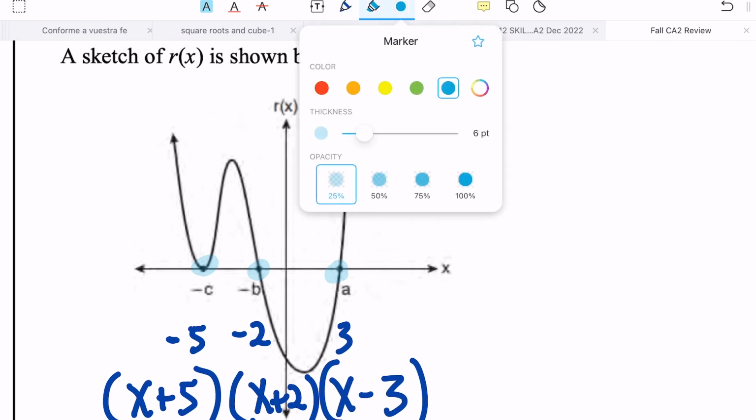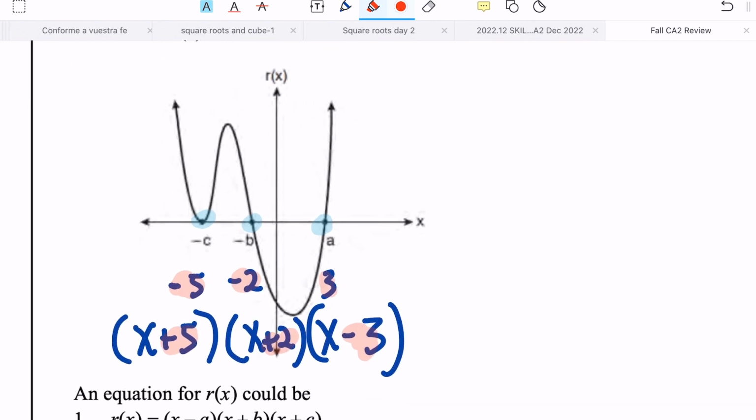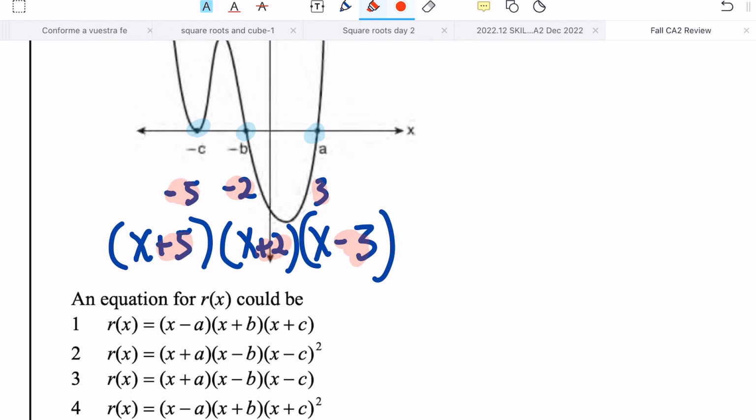So do you see the pattern there? I went from, if it's negative on my factors, I put a positive. If it's negative, positive. If it's positive, negative. Okay? So this is the factored form of the function. Okay? So now if we go to variables, it's the same idea.